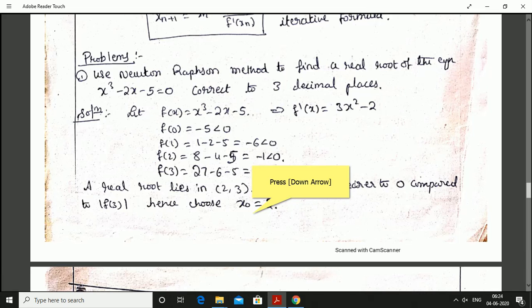Now I am substituting x is equal to 3. 3 power 3 minus 2 into 3 minus 5.